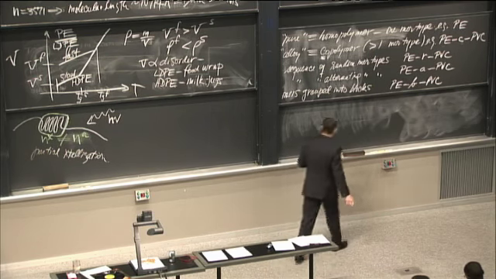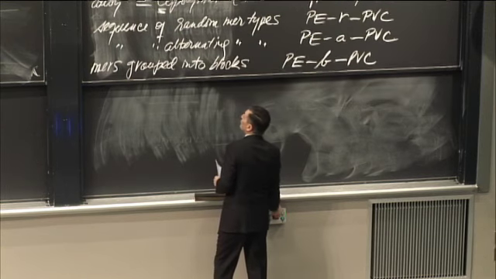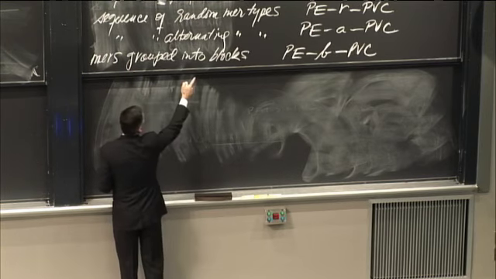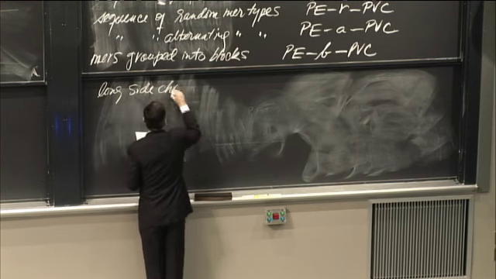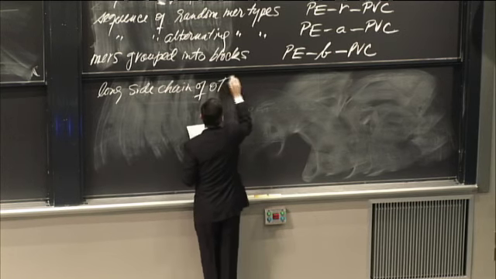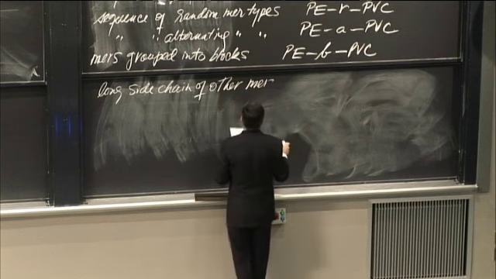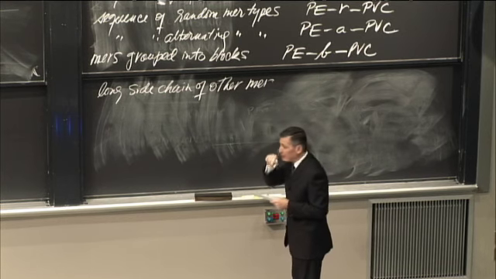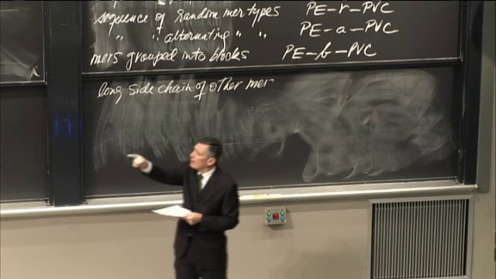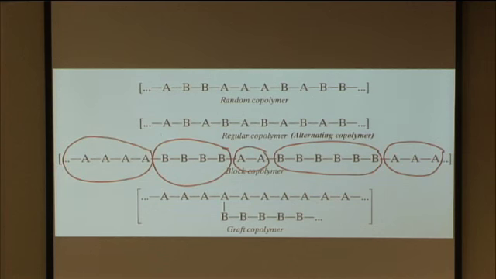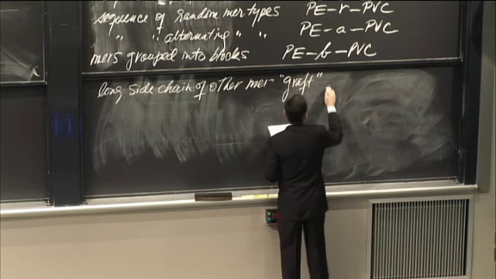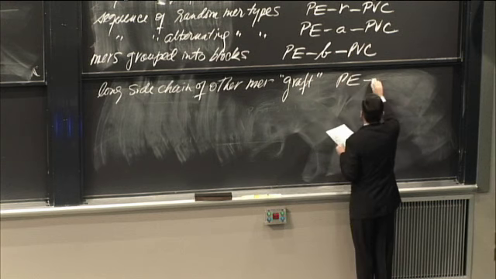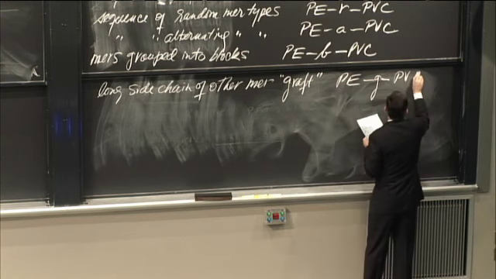Okay? And then the last thing you can do, as is shown up here, is what is known as the graft. And in the graft, the thing that distinguishes the graft is MERS grouped into blocks. In this case, a long side chain of other MER. So that's different from side group that we saw last day. These are long macromolecular chains. So you see here the primary backbone is A, and then you have this very, very long macromolecular chain of B. And this is called the graft copolymer.